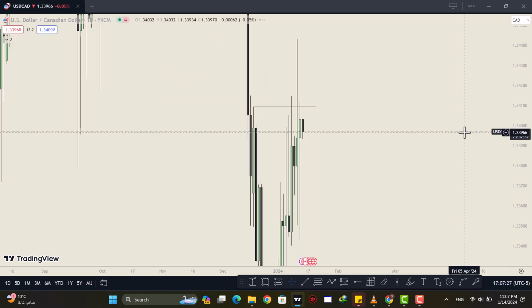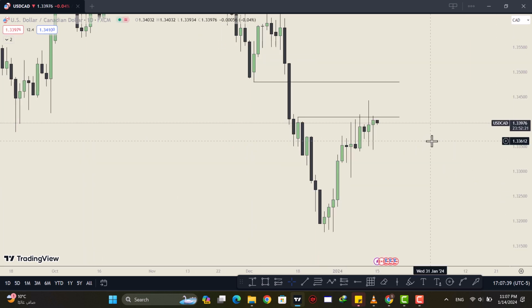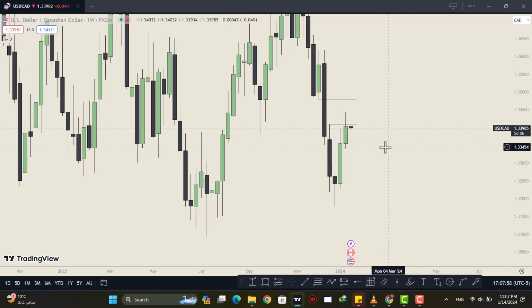This is the US dollar against the Canadian dollar. Because the DXY is in a consolidation state, we didn't see much from this price. But I told you that I'm looking for a run to this fair value gap right here. From the weekly outlook in the previous video, I told you that I'm looking for a run to this fair value gap right here, and then I would look for shorting opportunities.